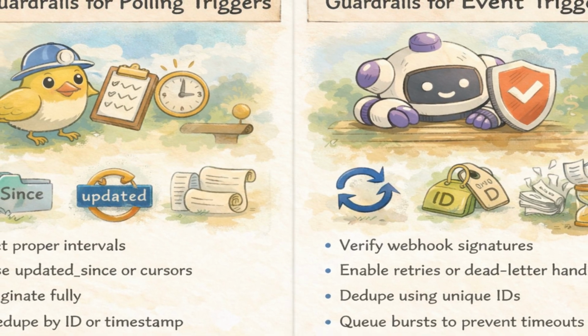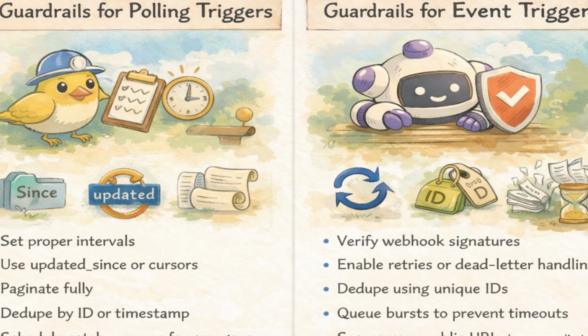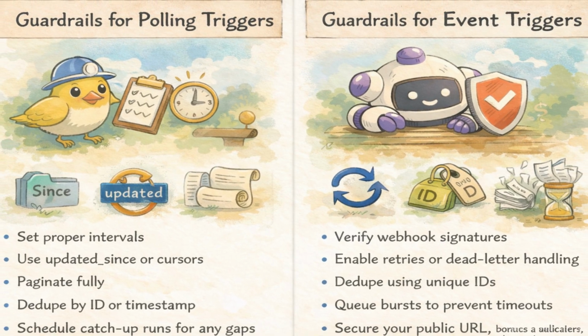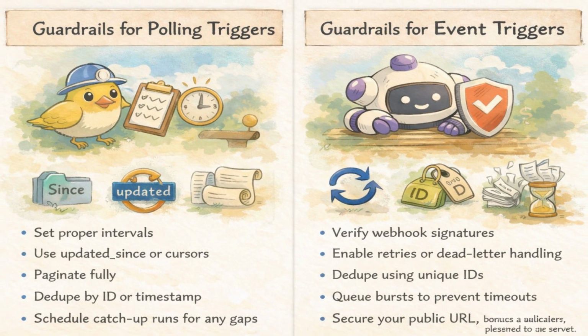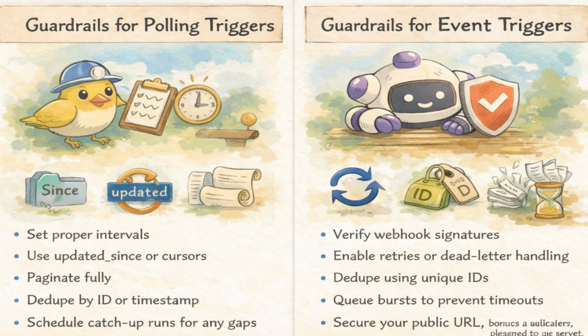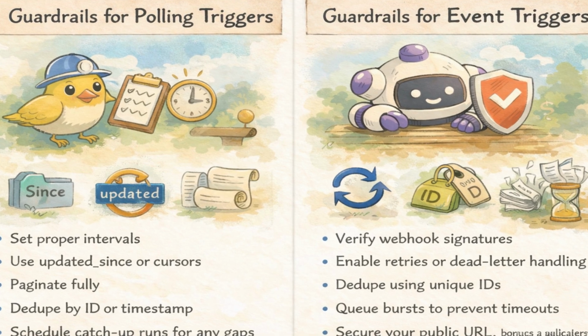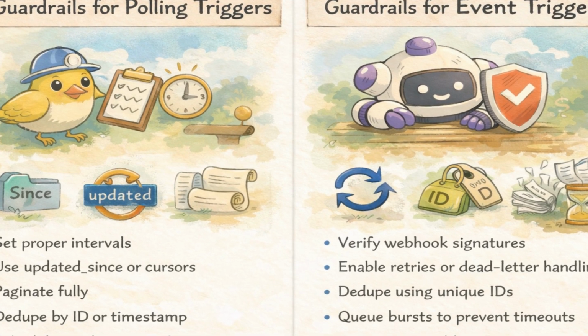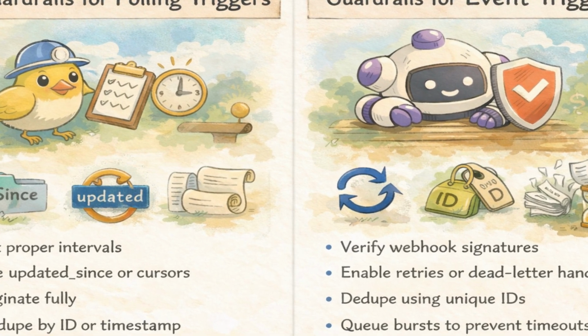So the main idea is simple. Event triggers are great for speed. Polling is useful when events are not available. But in both cases, a few guardrails make the automation much more reliable. Applying these guardrails helps ensure your automations remain reliable and secure.